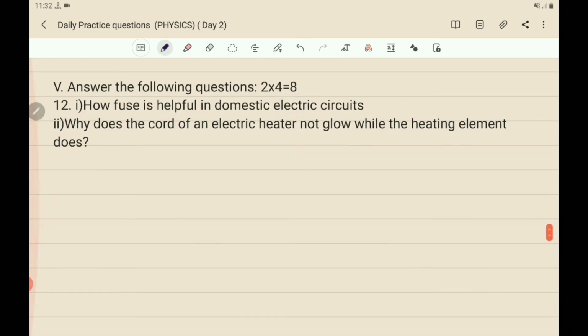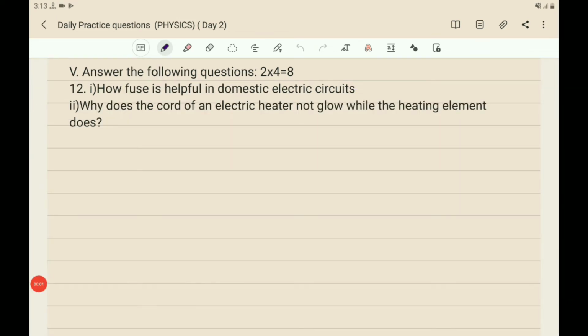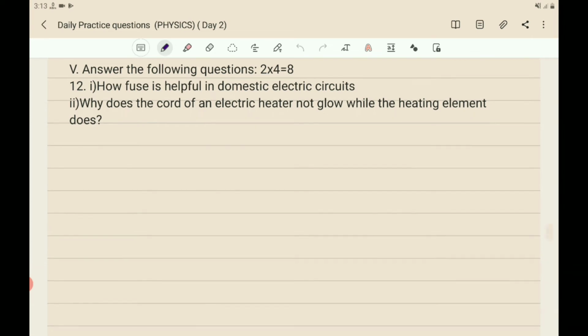Next, let us take the next question. Fifth main question. Answer the following questions. Two questions are there. Each carry 4 marks. How is a fuse helpful in domestic electric circuits? Why does the cord of an electric heater not glow while the heating filament or heating element does? So let us write the answer for the first question. A fuse is a safety device used to protect an electric circuit from overloading or short circuiting.